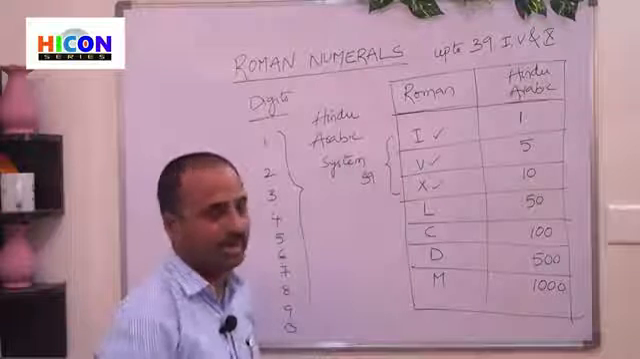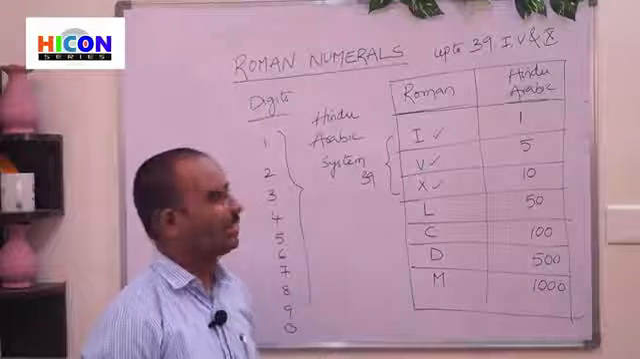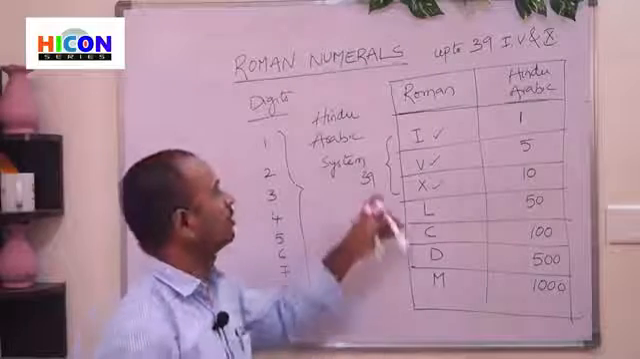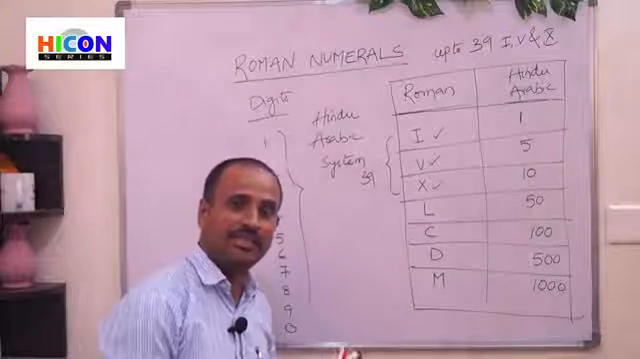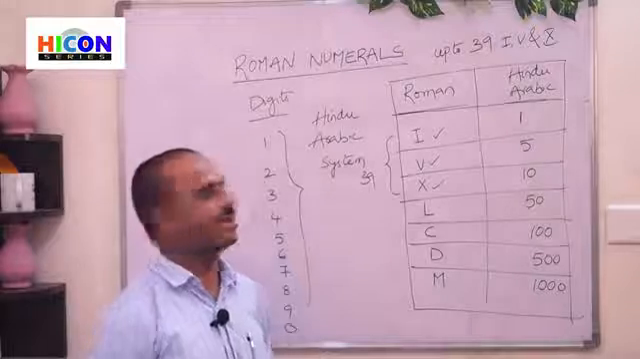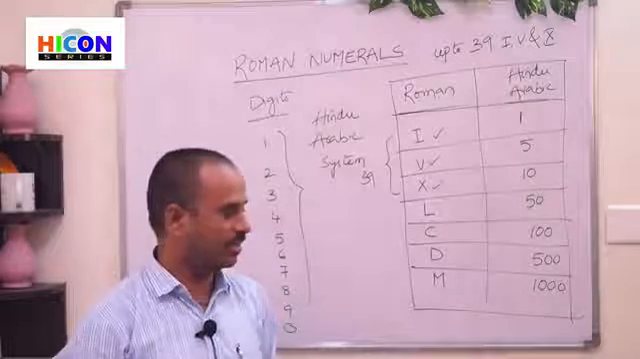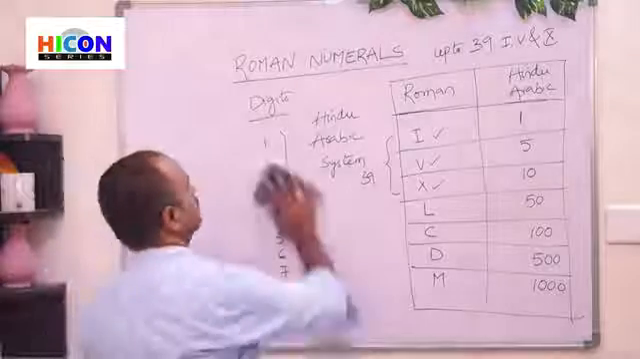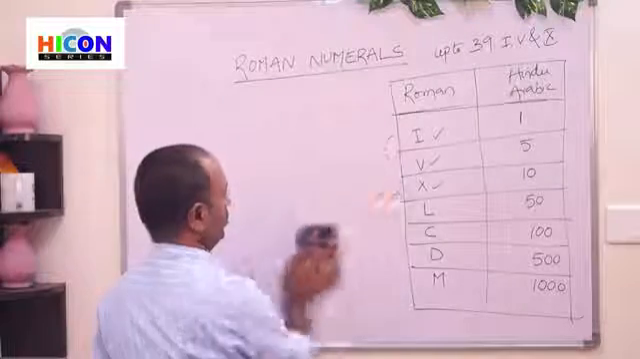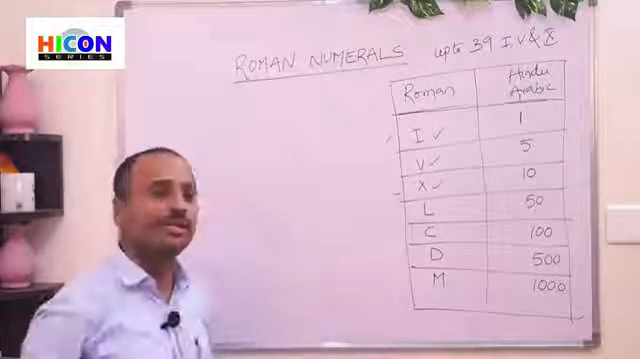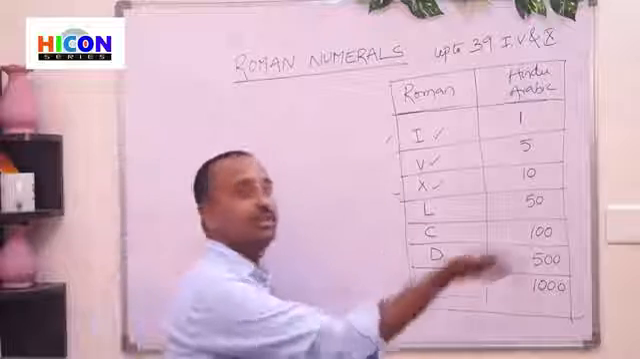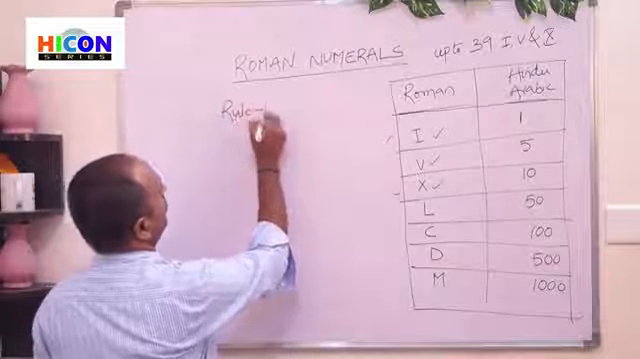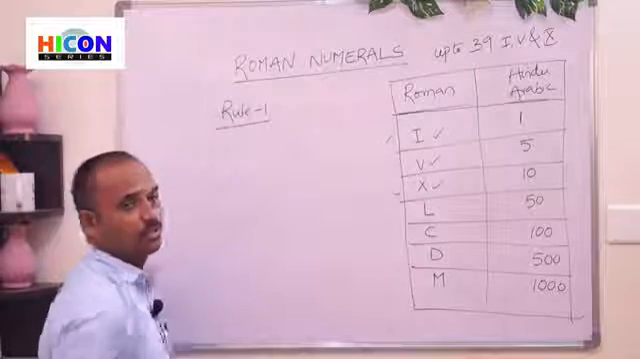So let us practice some more problems and let us understand what are the rules in Roman numerals while expressing them in the Hindu-Arabic system. So what are the rules we have to use while writing in the Hindu-Arabic system? There are some rules while converting Roman numerals into the Hindu-Arabic system. So the first rule is rule number 1. What is rule number 1?